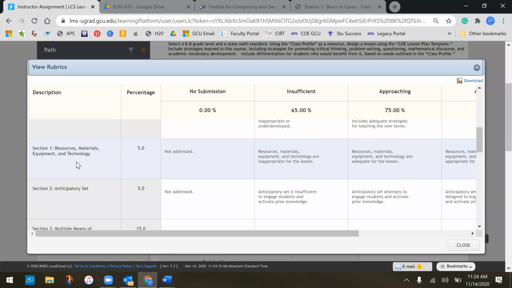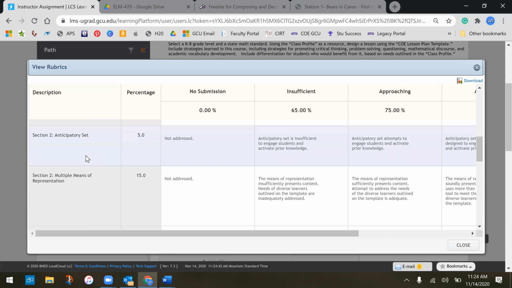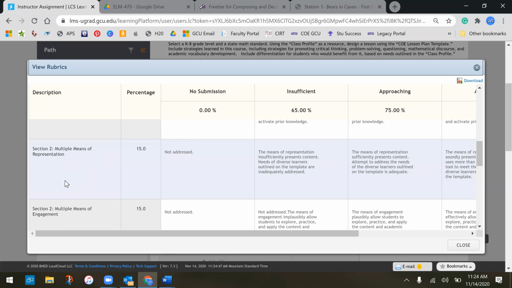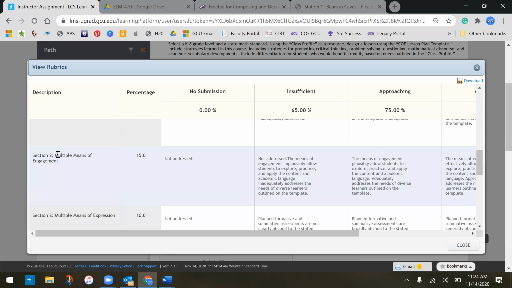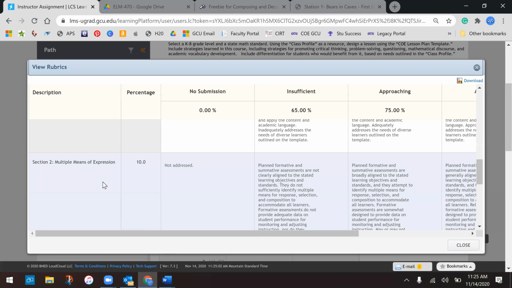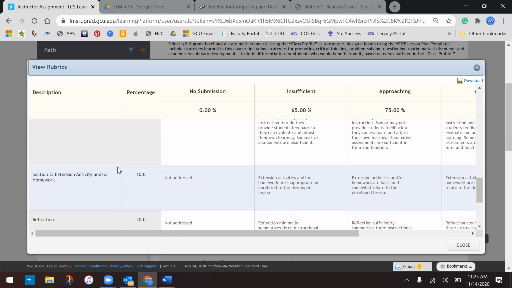We have our resources and materials. Like I said, hands-on are always a great thing to add in there to enhance your lesson and support diverse learners. We've graded that anticipatory set. And then the multiple means areas. We've got the representation, which is how the teacher teaches and represents the content. We have engagement, which is how students engage with the content, and vocabulary. What are the students doing to practice? Expression is your area of assessment. How are you making sure that students are meeting your objective?